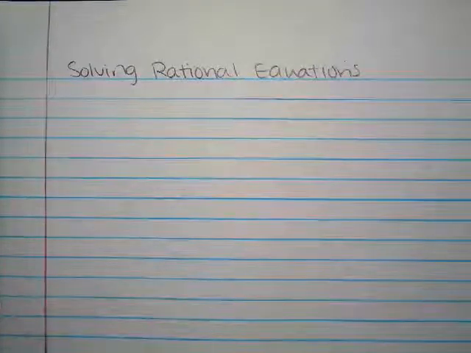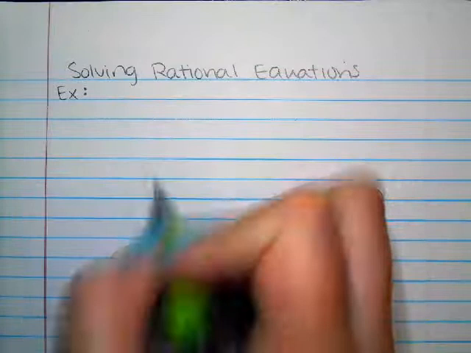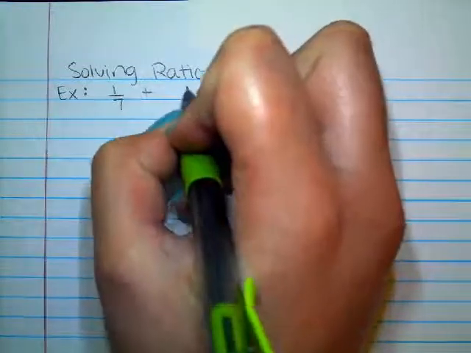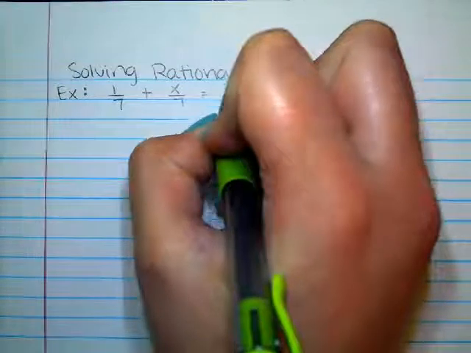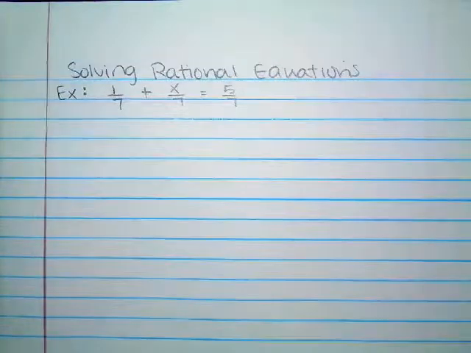All right, next in our unit on rational functions, we're going to learn how to solve rational equations. And as we learn to solve rational equations, we're actually going to use a very similar approach to what we used for simplifying complex fractions. So first we've got 1/7 plus x sevenths equals 5/7.